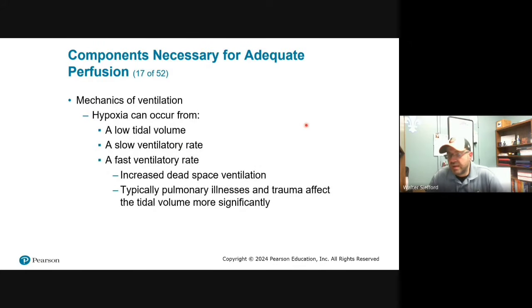This is kind of giving you a little rundown of what can cause hypoxia. Remember that low tidal volume, slow ventilatory rate, fast ventilatory rate. Anytime we have changes in pressures inside the chest, we can cause our body to not be able to take in enough air. There's quite a few things. The biggest thing to get from this is that we need to know our minute volume. We need to know how we can adjust that compared to how much we can adjust oxygen to allow perfusion to go for these patients.